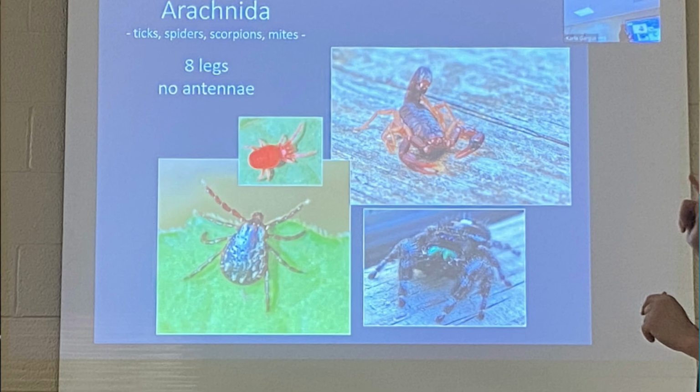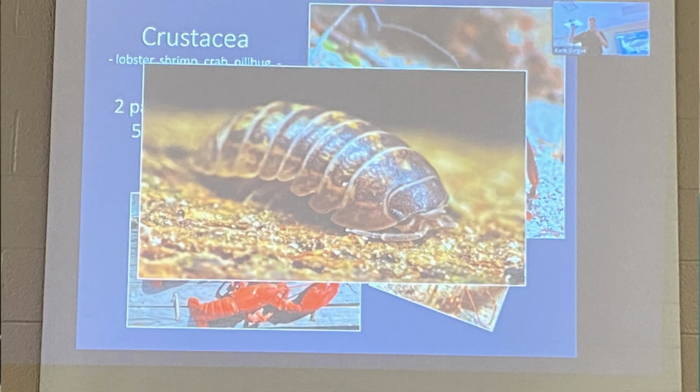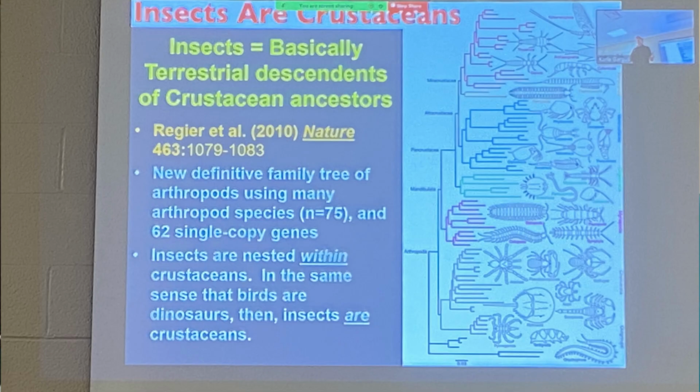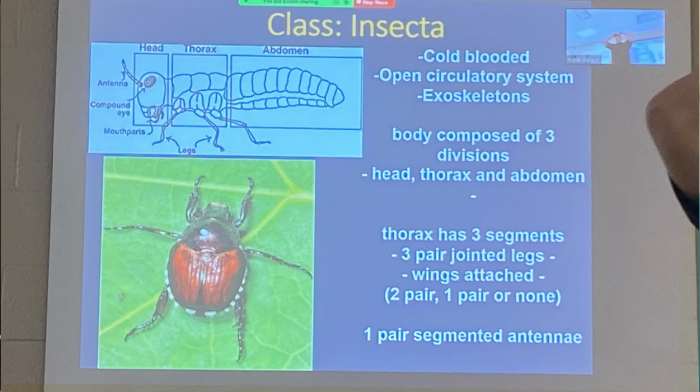And we all know what an arachnid is. Ticks, spiders, scorpions, 8 legs, no antennae. Crustaceans, don't these look yummy? 2 pairs of antennae, 5 pairs of legs. Lobster, shrimp, crab, pillbug. There's a little pillbug. Insects are basically terrestrial descendants of crustaceans, ancestors. There's some pictures.